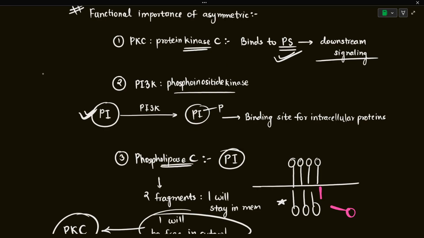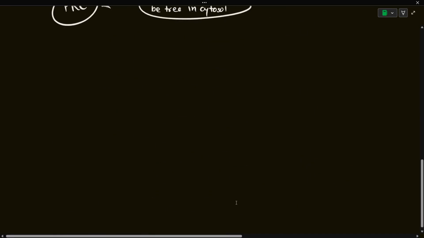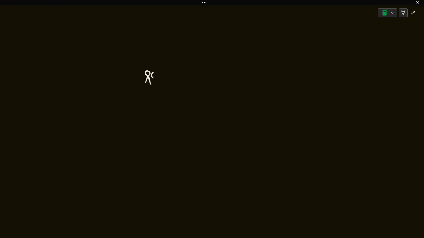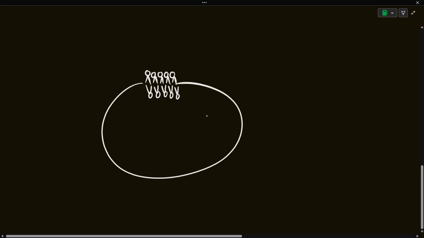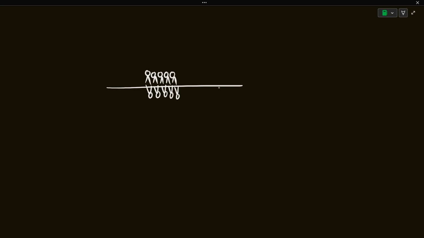So when I'm drawing this plasma membrane, let me just give you an example. When I am drawing this plasma membrane, something like this, okay, and I just draw it like this. When I'm not drawing a full circle, not drawing a full cell, you cannot really tell which side is extracellular matrix or cytosol. There could be two scenarios. First, that this is extracellular matrix and this is cytosol. And the second scenario is that this could be cytosol and this is extracellular matrix.